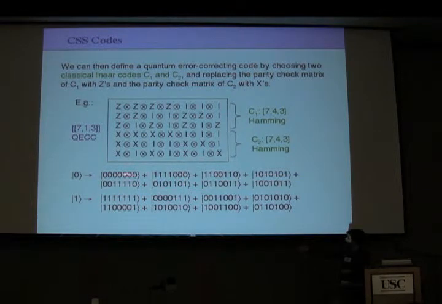And then if you write them out, the code words, so this is the logical 0, and this is the logical 1. And so these things are superpositions over subcodes of the classical code. So every one of the states that appears in the superposition is actually a classical code word for the 7-bit Hamming code. But only half of them appear in the logical 0 and half appear in the logical 1.